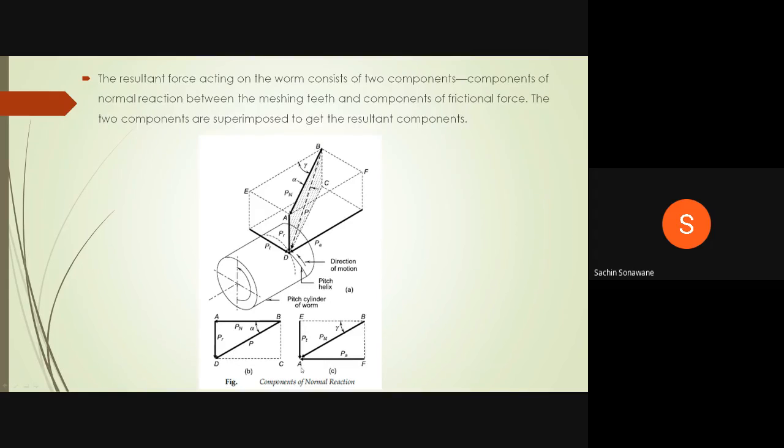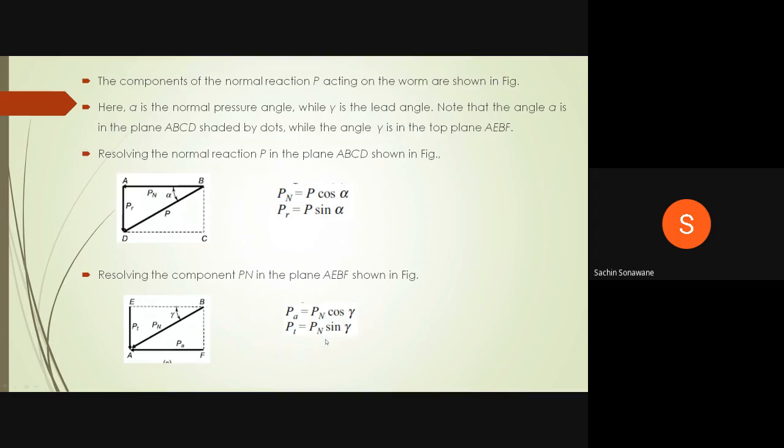Similarly, AE indicates tangential force. AF indicates axial force PA. AB indicates normal force or normal reaction PN. Therefore, the components of the normal reaction P acting on the worm are shown in figure. Here alpha is the normal pressure angle while gamma is the lead angle.